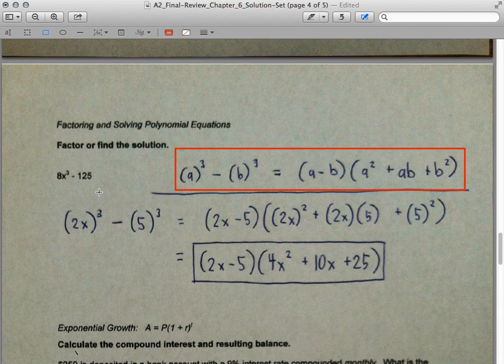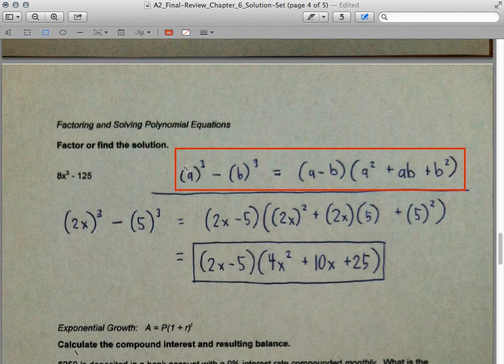Now, the idea for us is to certainly recognize what these base values are. So if we recognize that this is a difference of cubes example, or if it's a sum of cubes example, or a difference of squares example, one of the most important things is to recognize what these base values are.